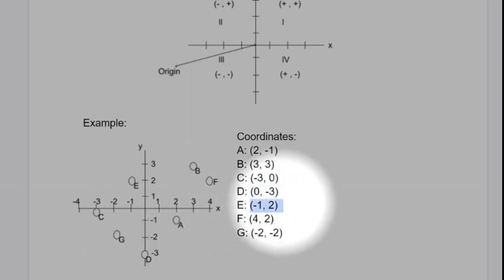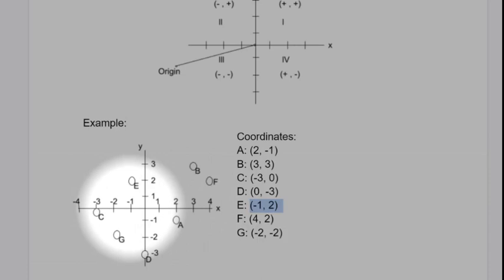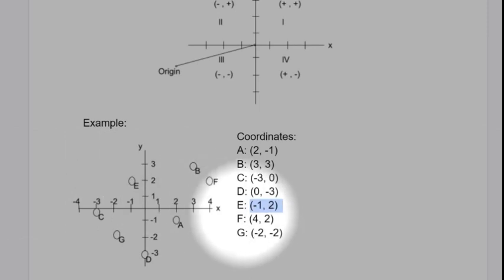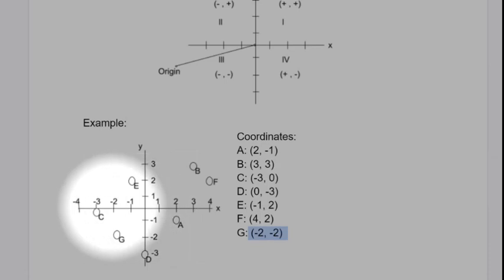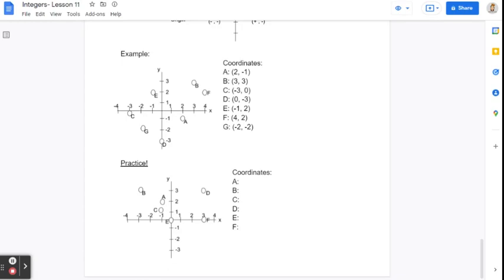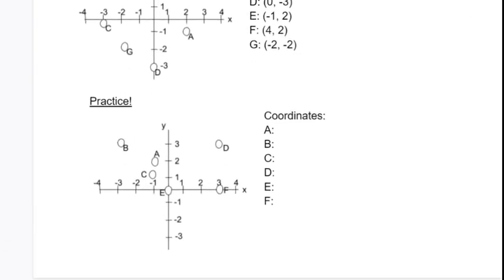Then for E, it's negative 1 and 2. You are going to go to negative 1 on the x-axis and positive 2 on the y. So E is going to go over there. F is 4, 2. So you're going to go to 4 on the x and 2 on the y. So F would be plotted over there. And the final one, G, is negative 2 and negative 2. So negative 2 on the x and negative 2 on the y. And G would be plotted over there. And here I have a practice question for you if you choose to do so, and I'll put the answer to this in the description box as well.